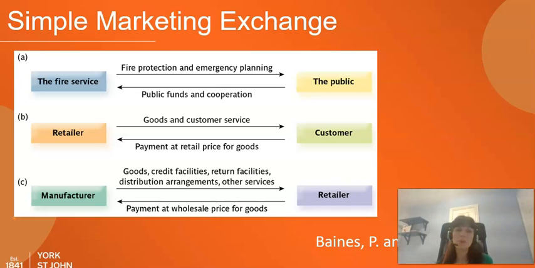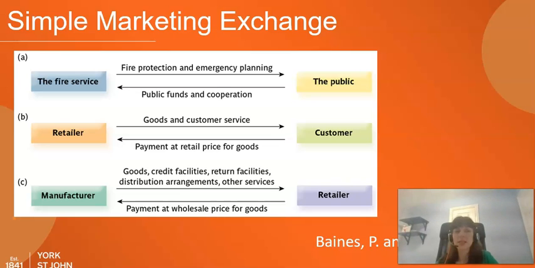And the public are happy then to give their taxes, but also not only that, they cooperate. So if they see a fire engine coming, they'll pull over to the side of the road. They will do whatever they can. They will inform the fire service if they see something. So there's this idea of what they provide, but then what the public provide in return. So obviously a key idea with a marketing exchange is understanding who the two parties involved are.